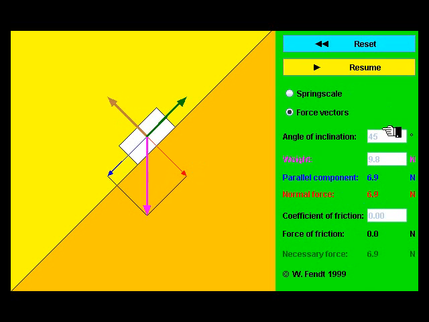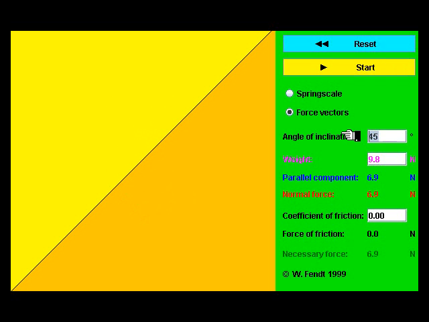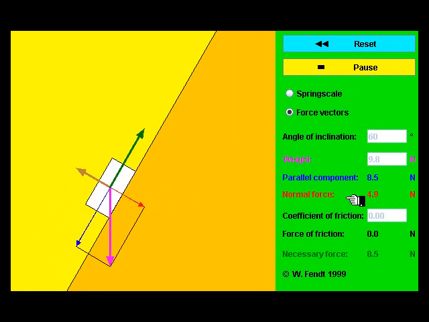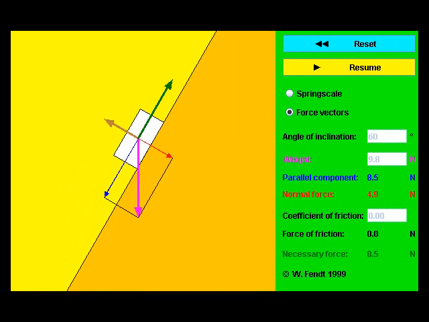As we increase the angle even more to, let's say, 60 degrees, then we get, of course, a much greater force acting down the hill and less of a force into the hill. Notice that the parallel component is 8.5 newtons and the normal force is only 4.9. Again, this time the cosine of 60 is a half, and therefore the normal force is a half of gravity, and the parallel component is much greater.